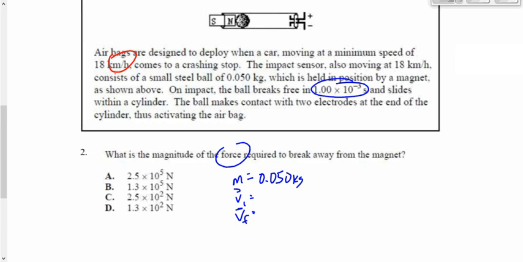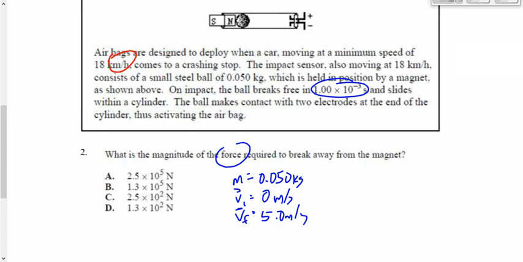So we're going to say VI relative to the car, VI is 0 meters per second. Now VF, after the ball is released, the car is now stopped. The ball is moving at 18 kilometers per hour or 5 meters per second. So I'm going to say VF is 5 meters per second. Does that make sense, you guys?